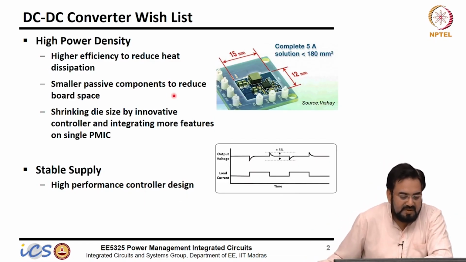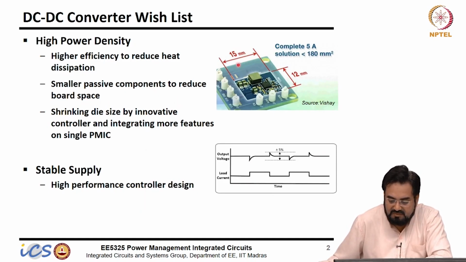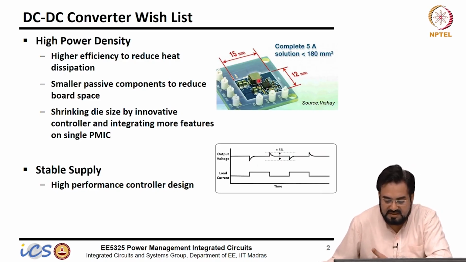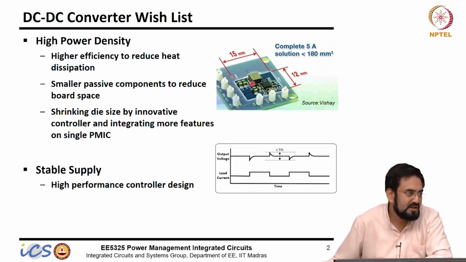So smaller passive components to reduce board space, because I don't want my inductor to be that big. And this is your converter chip, and you can see that most of the area is taken by your inductor.